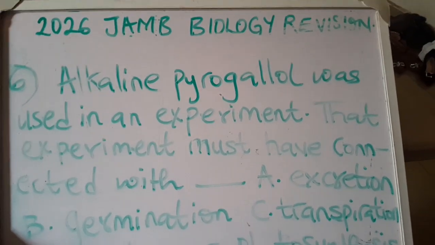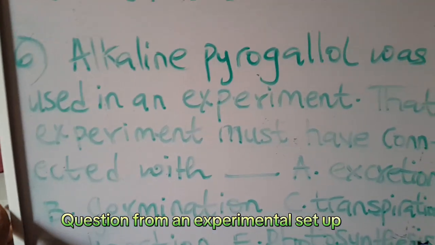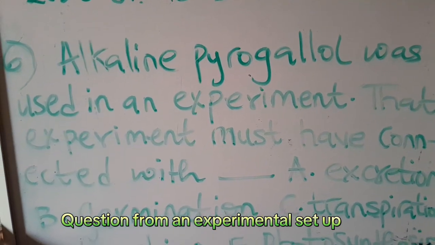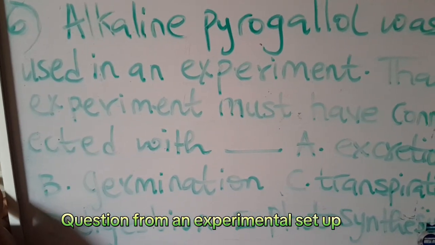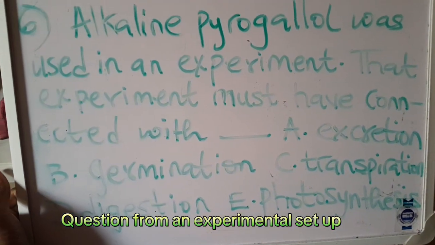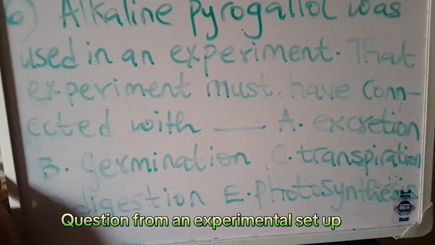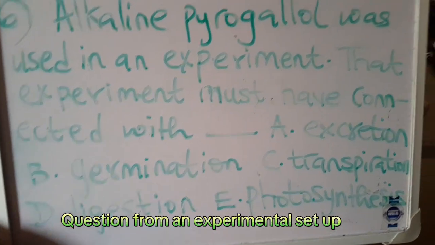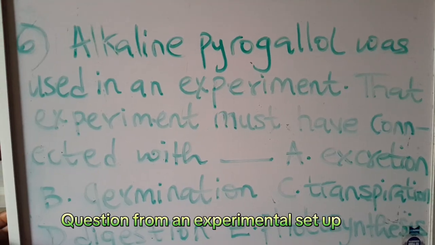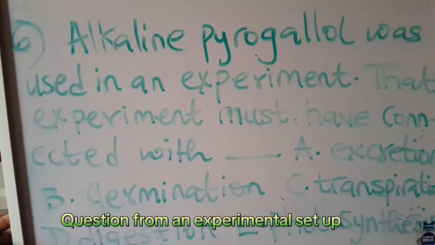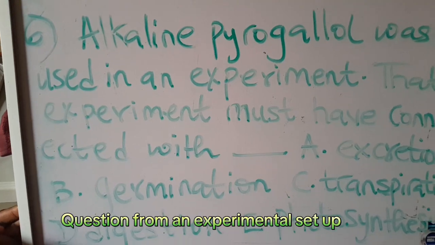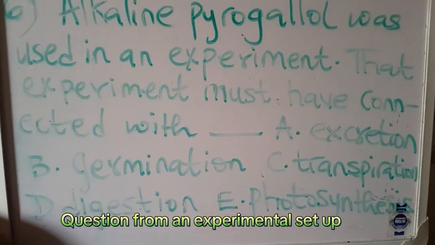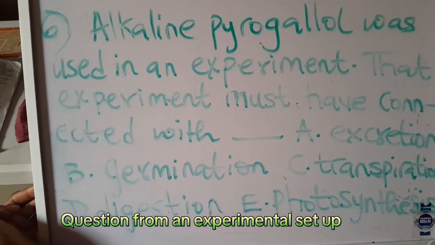All right, so the last question for today, question number 6, says: alkaline pyrogallol was used in an experiment. That experiment must have been connected with dash: A, excretion; B, germination; C, transpiration; D, digestion; E, photosynthesis. Now, what is alkaline pyrogallol? You need to know that it's a chemical substance used to remove oxygen. Whenever you want to remove oxygen, it helps to absorb oxygen. Now, which of these processes do you think you might want to show that oxygen is needed?